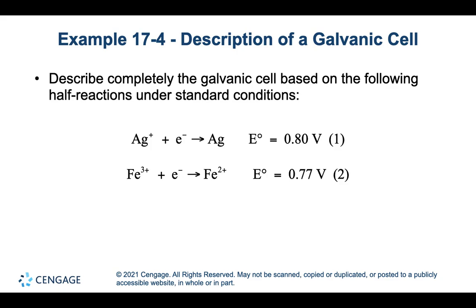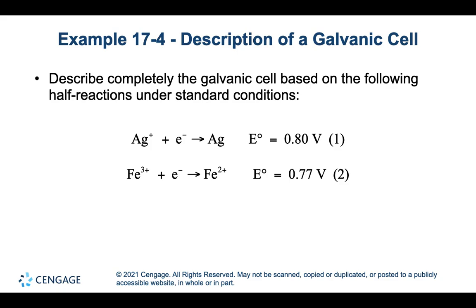Now to be under standard conditions, the silver, the iron 3, the iron 2, those would all be at 1 molar, and the temperature would be 25 Celsius. The silver would be a piece of solid. So, describing completely the galvanic cell, the silver is the cathode, the iron is the anode, because it's the one that flips because it's lower.